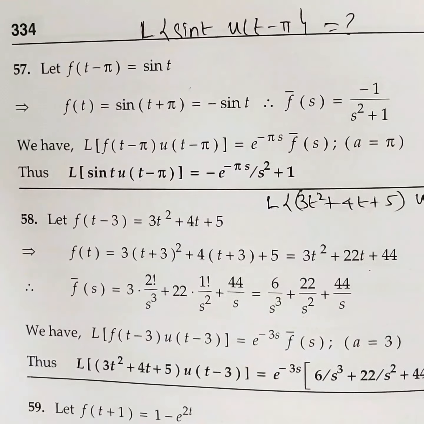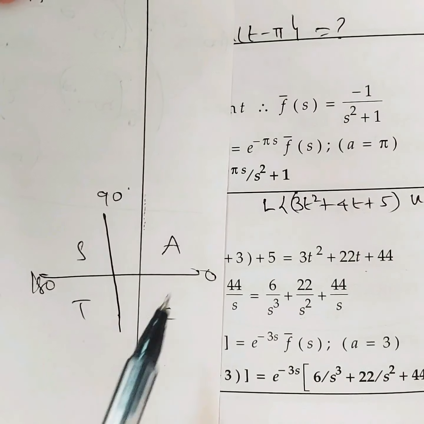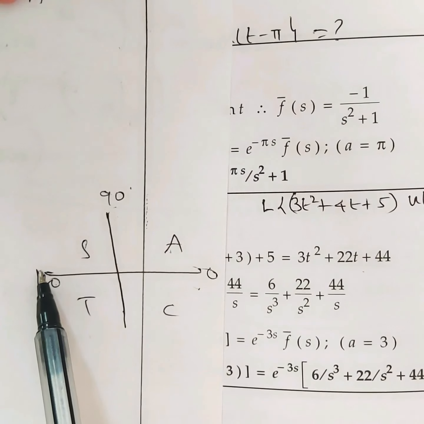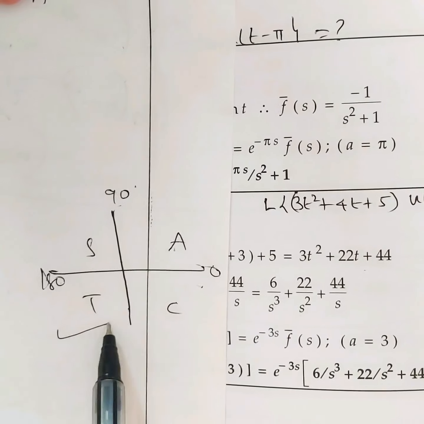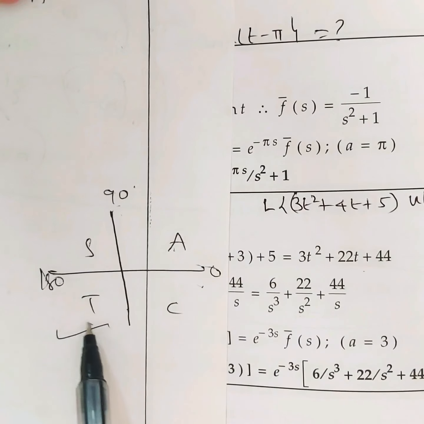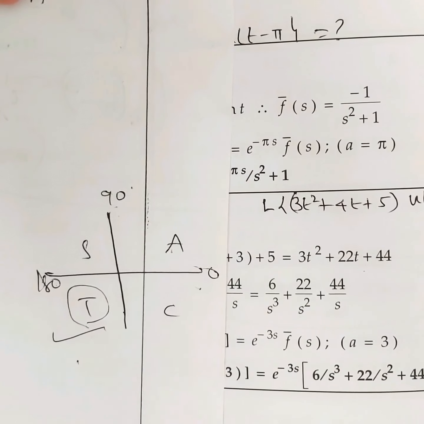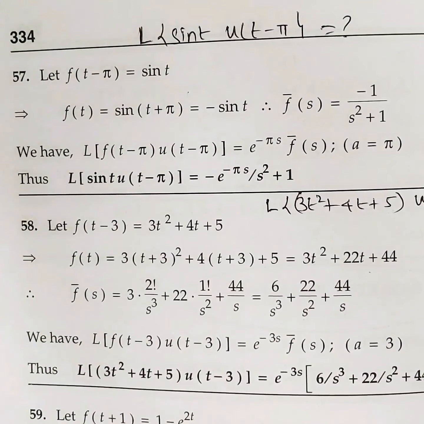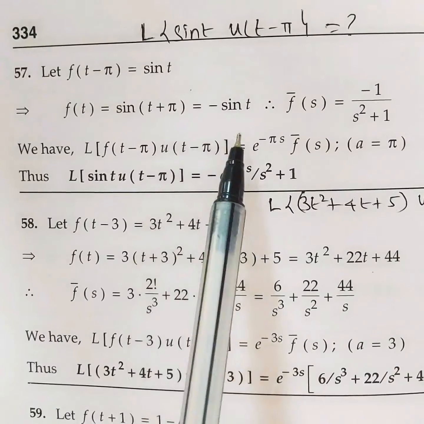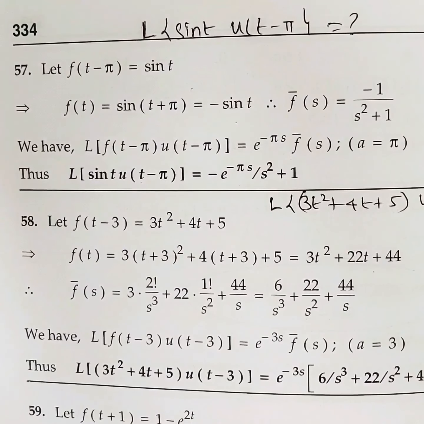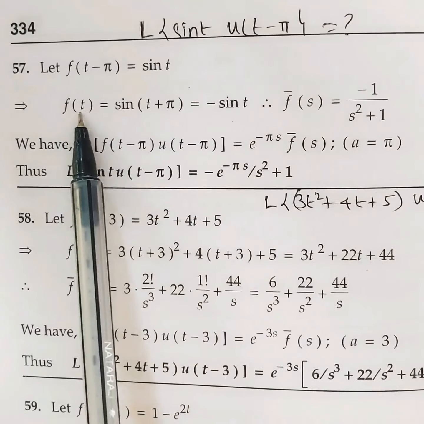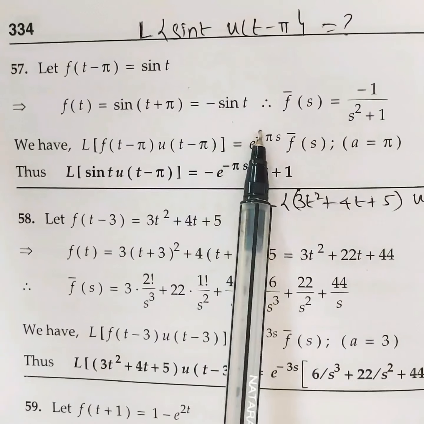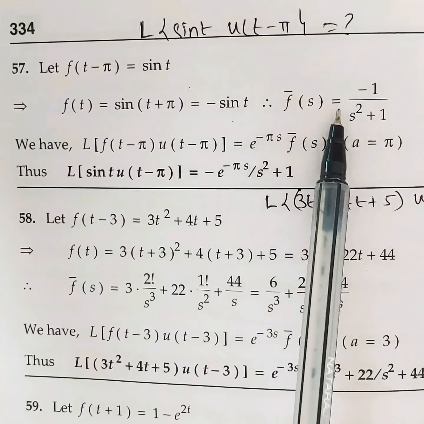Remember the quadrant? See, this is 0 to 90, all are positive. Here sine is positive, 90 to 180. 180 plus theta means your answer will come in this quadrant. In this only tan is positive. So, that is why sine of 180 plus theta is nothing but minus sine theta. And you got what is f of t. Now, you have to find f bar of s. What is f bar of s? Negative sign you can leave it as it is.